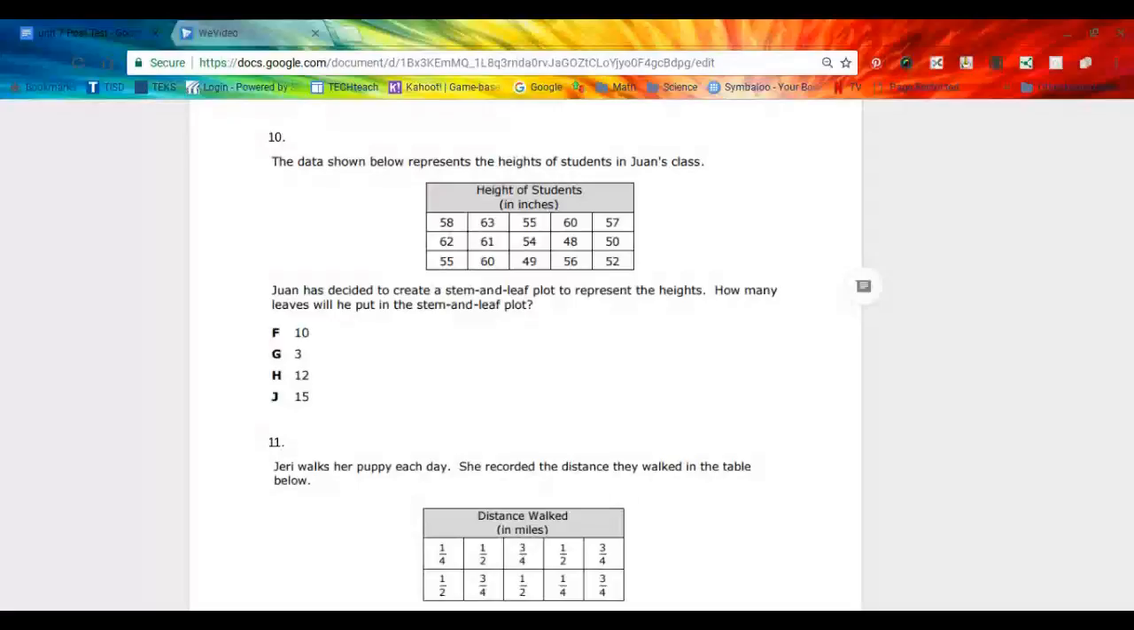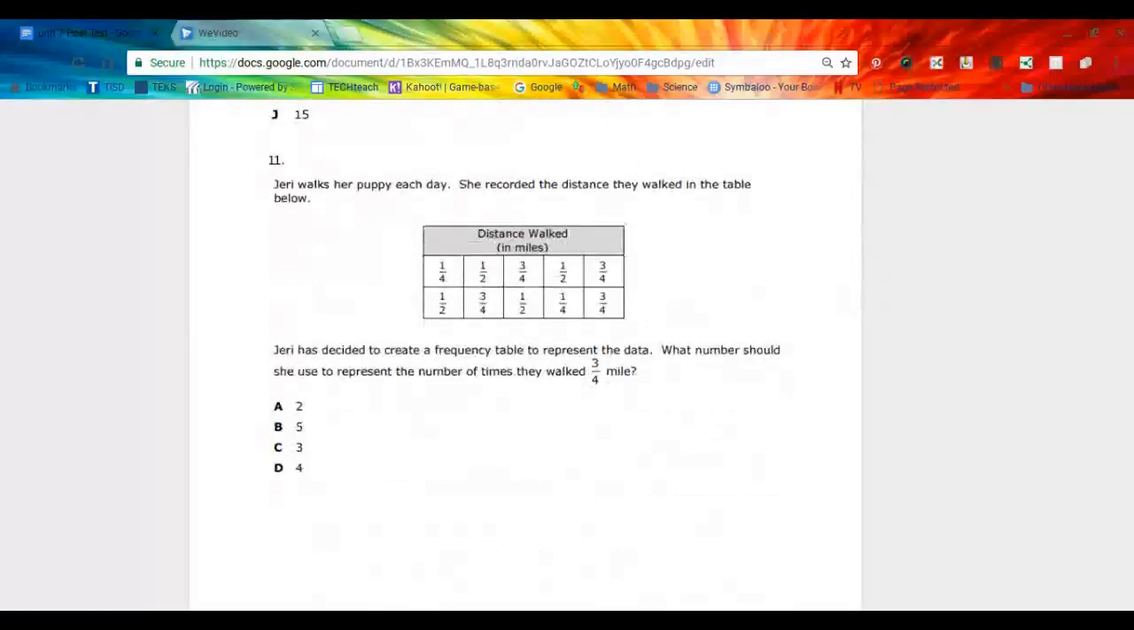Number 11. Jerry walks her puppy each day. She recorded the distance they walked in the table below. Jerry has decided to create a frequency table to represent the data. What number should she use to represent the number of times they walked 3/4 mile?